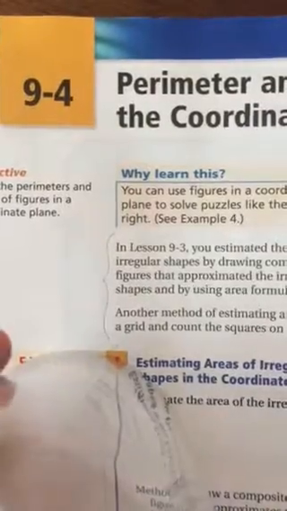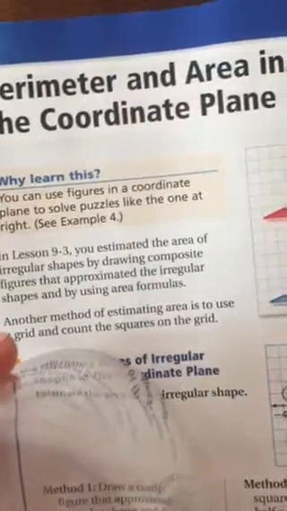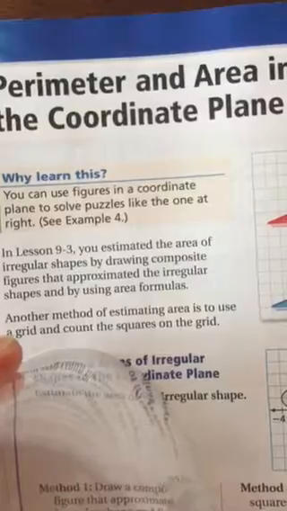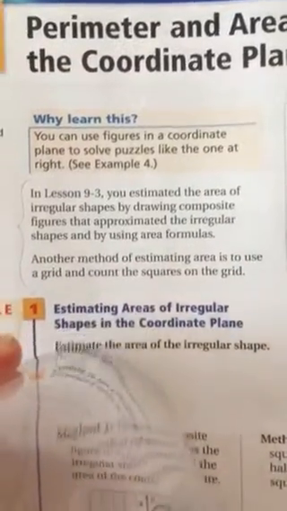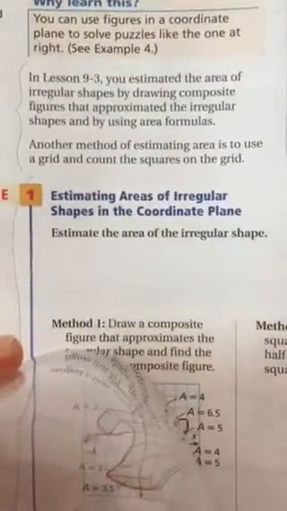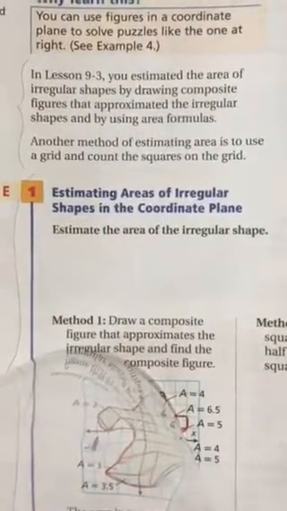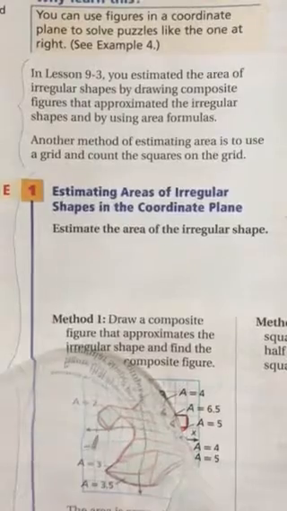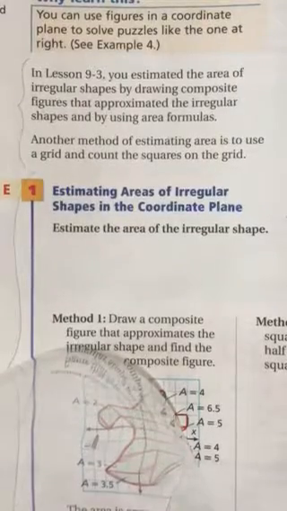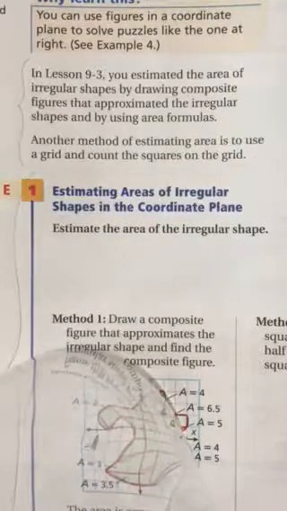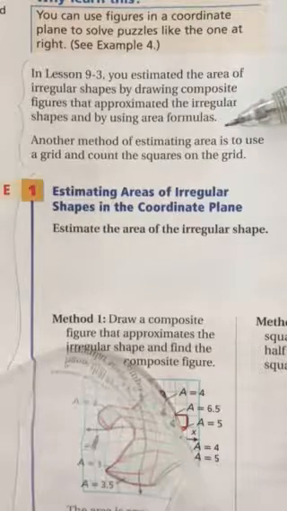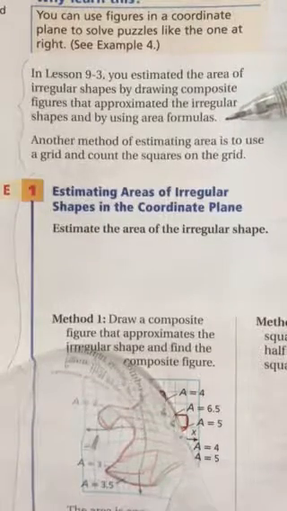This is lesson 9-4, and we are dealing with perimeter and area in the coordinate plane. I am on page 616, so if you would turn there with me, please, and we will get started on this lesson. In lesson 9-3, you estimated the area of irregular shapes by drawing composite figures that approximated the irregular shapes and then using the area formula to give an area for that irregular shape.